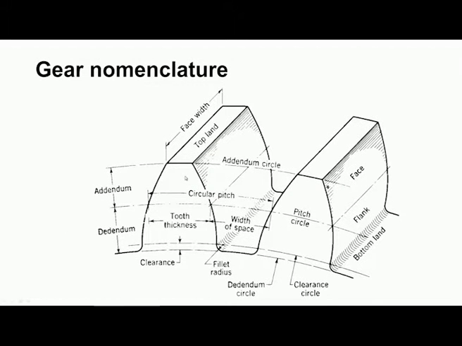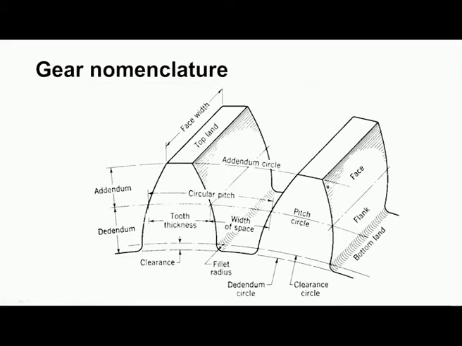Now, we will move to the gear nomenclature. What are the various terms used to discuss the gear? You can see we have two teeth here and this is the profile of the tooth. Either involute profile or cycloidal profile is used to make the gears.